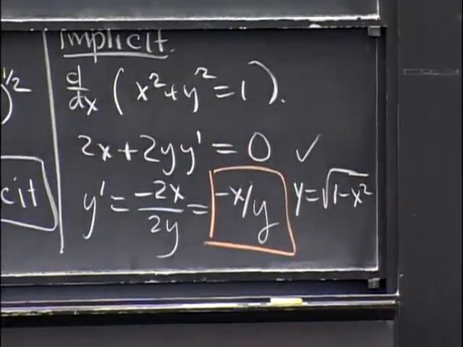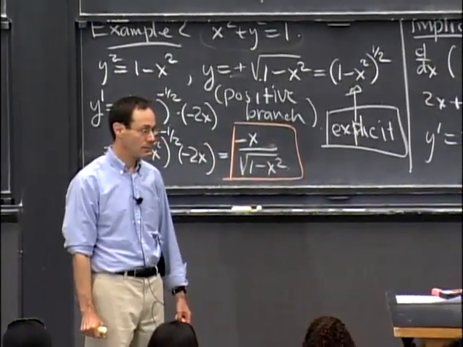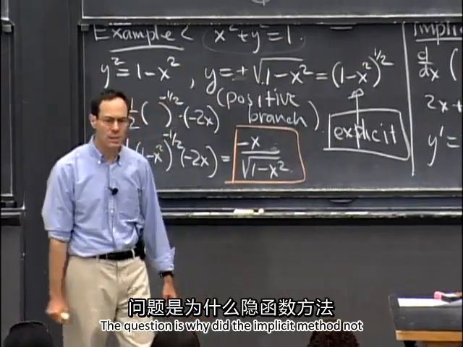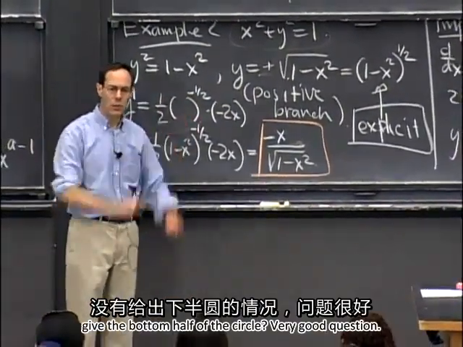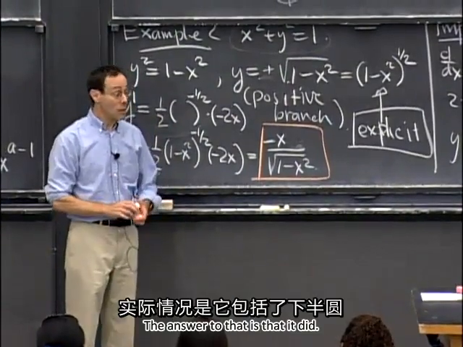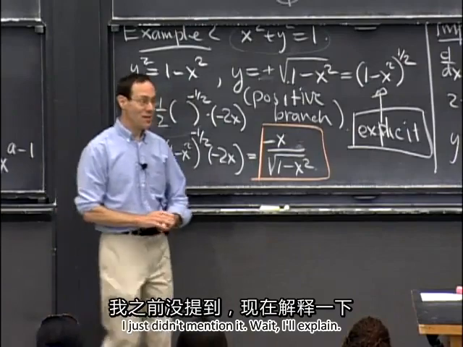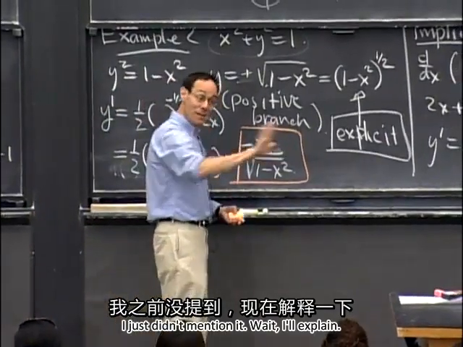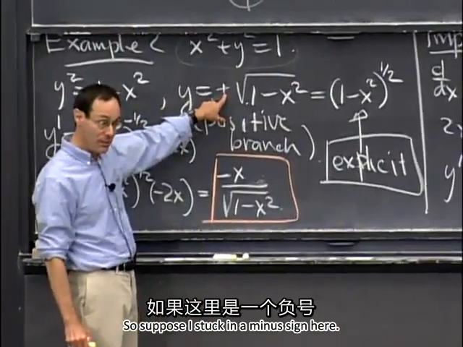Yeah, question. Bottom half of the circle. The question is, why did the implicit method not give the bottom half of the circle? Very good question. The answer to that is that it did. I just didn't mention it. Well, wait, I'll explain. So suppose I'd stuck in a minus sign here.